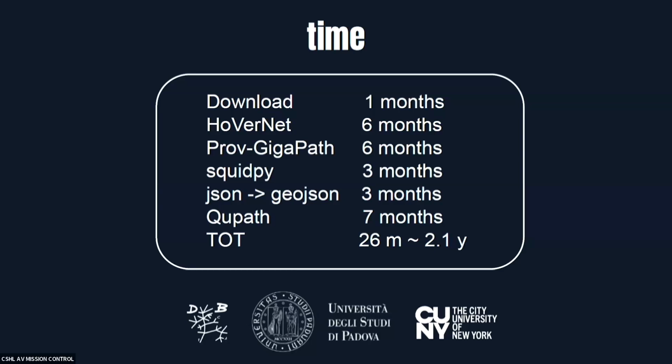But if you don't want to spend 2 years, you just download the package and you should have all the results in a couple of minutes probably. And that's the status for the download of OverNet. We're already done, and now we're working on Prov-GigaPath, SquidPy, and the other parts are more or less in progress.